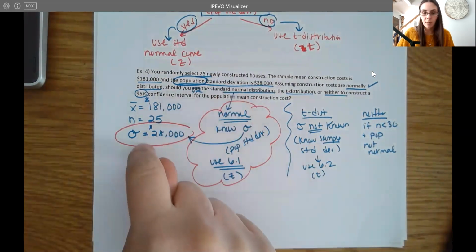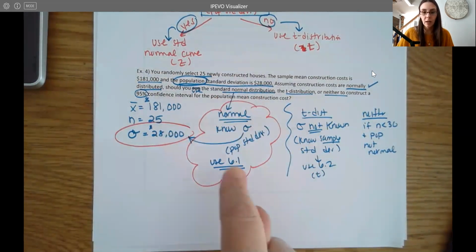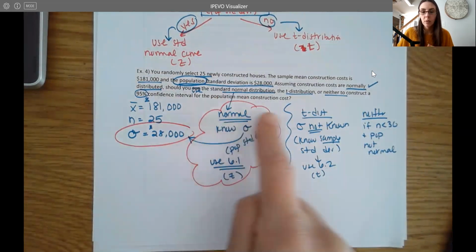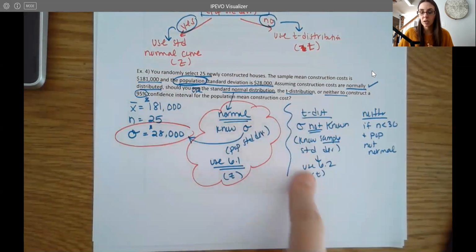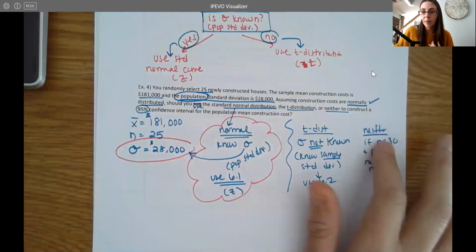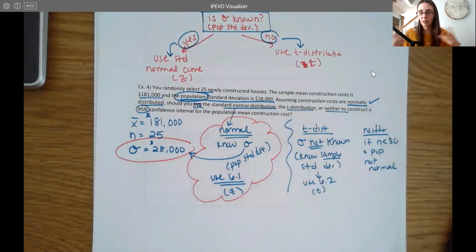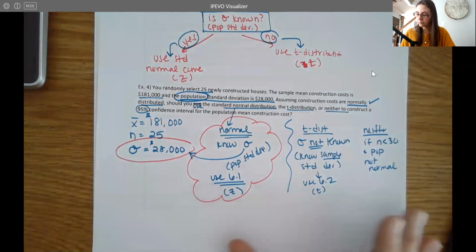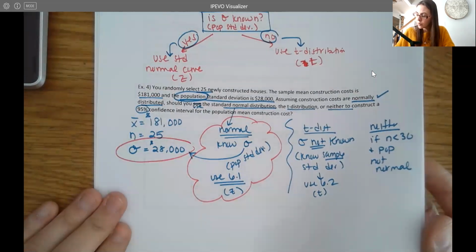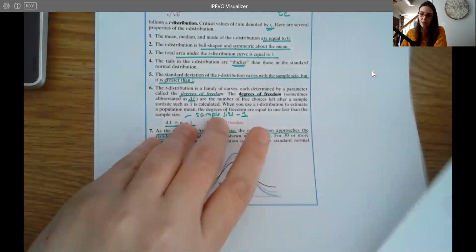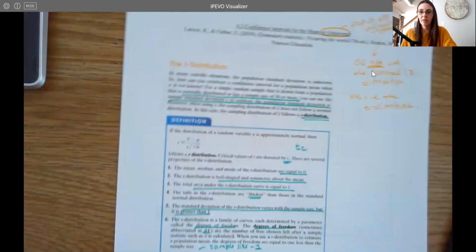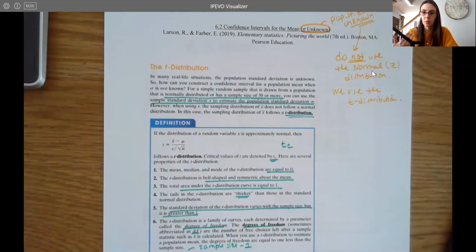So if you know your sigma, you're going back to section 6.1 and using all the z values. If you do not know sigma, then you're using section 6.2 and the t values. Or if it doesn't fit, so if your population isn't normal and your n is too small, then you can't do anything. You're going to have to go back to the drawing board and get more data. So those are our confidence intervals. And in the real world, you're probably going to be using the t-distribution more, because it's not always that we have enough population data to use a normal curve. So you just want to be careful as you're going through the questions.